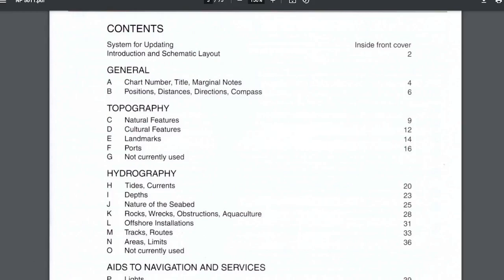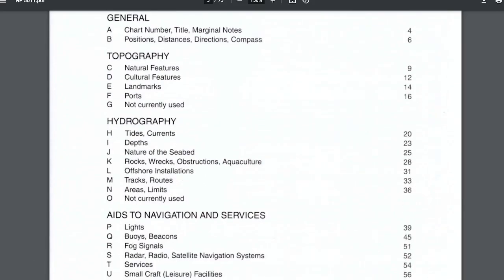Ports, hydrography, tides, currents, depths, nature of the seabed. Tides, currents, nature of the seabed is mostly referred to when you want to know whether the ground or the bottom is good for anchoring or not, because you want a bottom where your anchor will be able to hold better, and accordingly you can always refer to the symbol to know which kind of seabed it is.